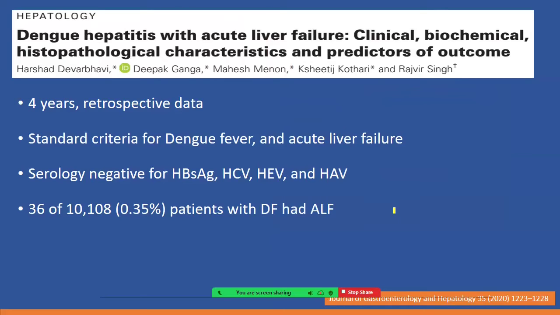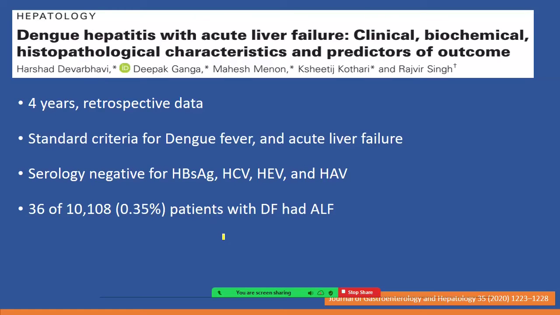Then this was another study done at St. John's, Bangalore, and they analyzed their 4 years of data of dengue patients, more than 10,000 patients. They found that out of 10,108 patients, only 36 patients progressed to acute liver failure, which was roughly 0.35% of the total patients.